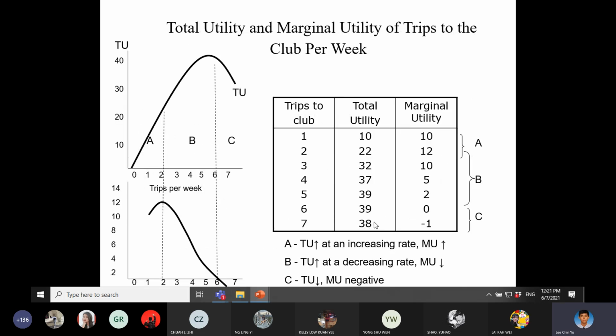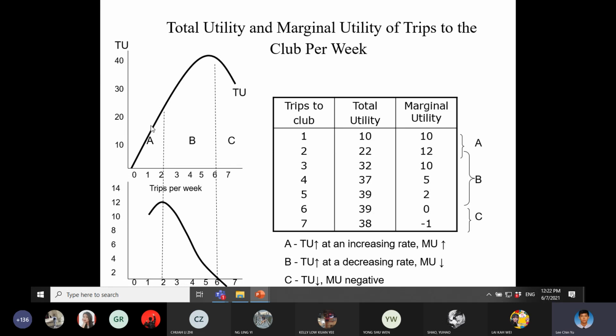We can see this from the diagram, with total utility and marginal utility. Over here you can see the total utility increases, but the rate is different. First of all, increasing at an increasing rate, and after that, increasing at a decreasing rate. Then it reaches the maximum and then decreases.